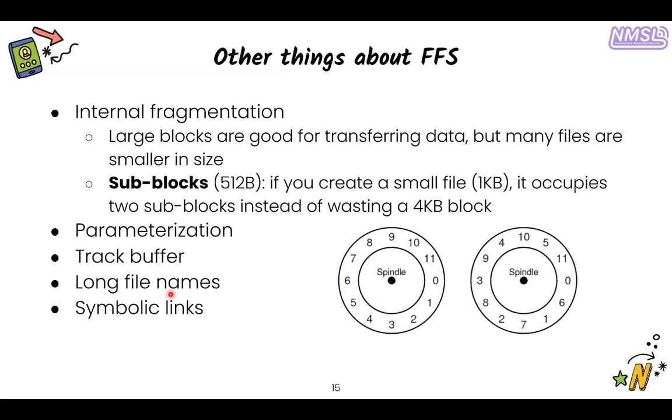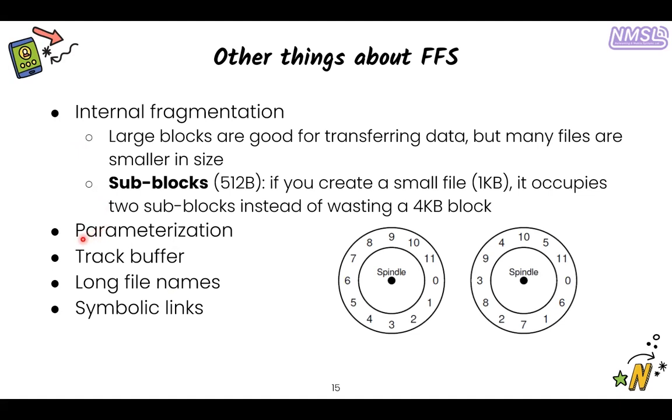A few other things about FFS. Internal fragmentation could happen because you have a large block, but there are many files small in size, right? That doesn't make sense; you could waste some space. So they have a concept called sub-blocks, which are only 512 bytes. If you create a small file, let's say only 1 KB, it would occupy only 2 sub-blocks instead of having to waste an entire 4 KB block.